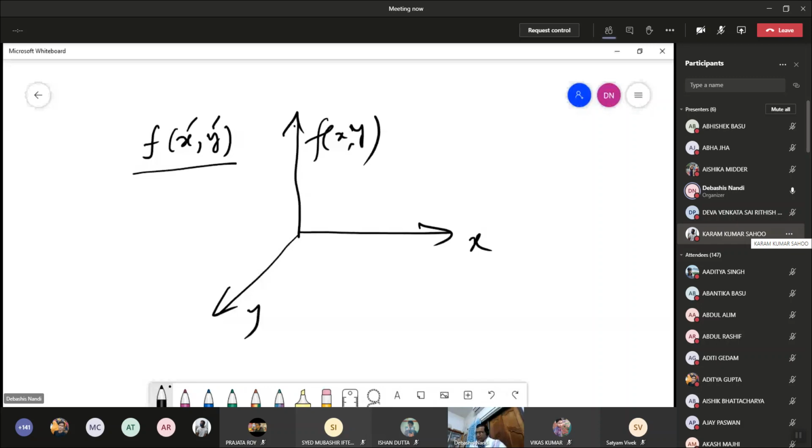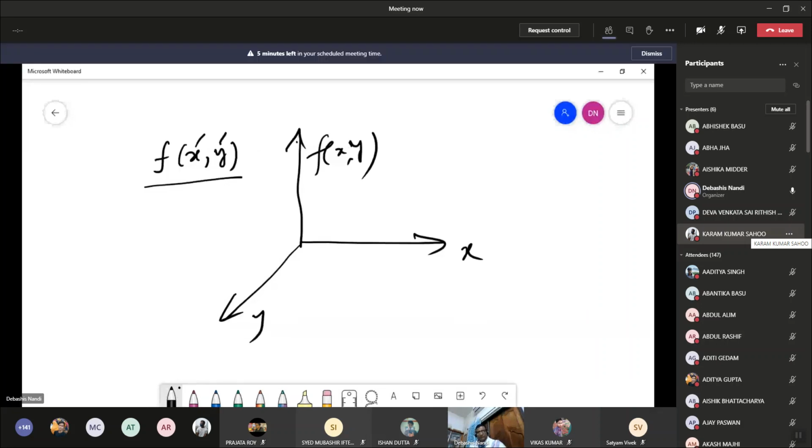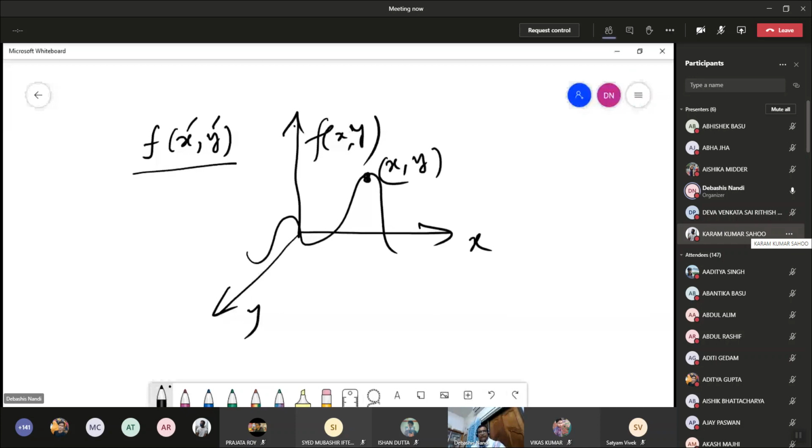You can plot the signal. For example, a signal is something like this, I am drawing it. So for a point on this signal, it has some x coordinate and y coordinate also. The x coordinate means the distance of this point from, suppose this is your z axis, which is representing this f(x,y). Okay, so z is equal to f(x,y), I am saying that.